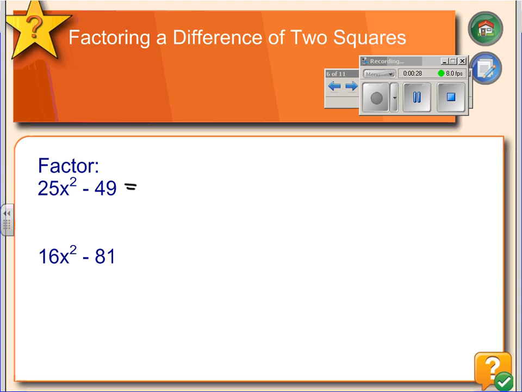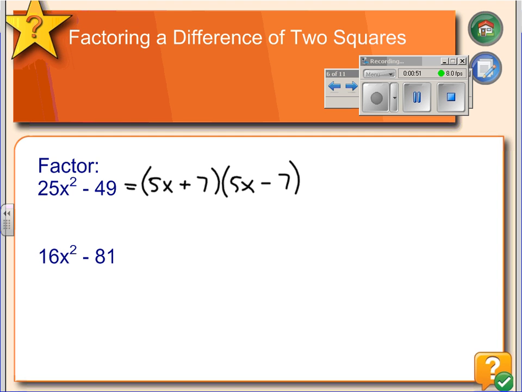So the square root of 25x squared would be 5x. And the square root of 49 is 7. So 5x times 5x would give us 25x squared. 7 times 7 gives us 49. And then to get the negative here, we have to have one positive 7 and one negative 7.